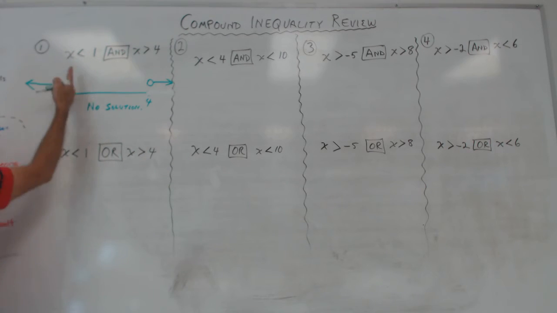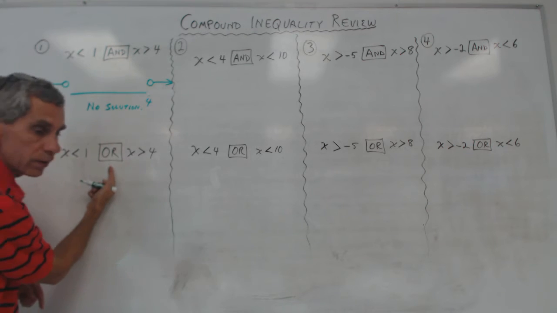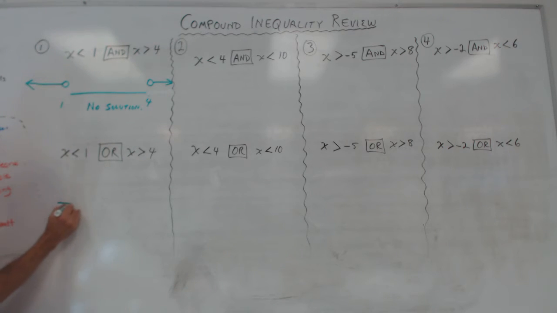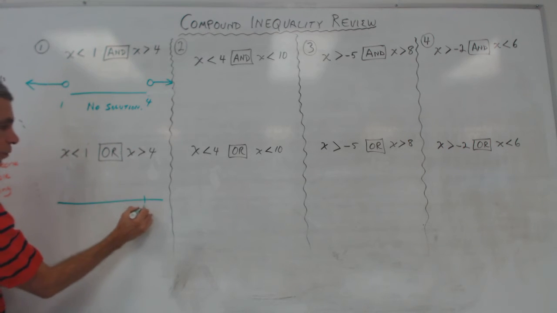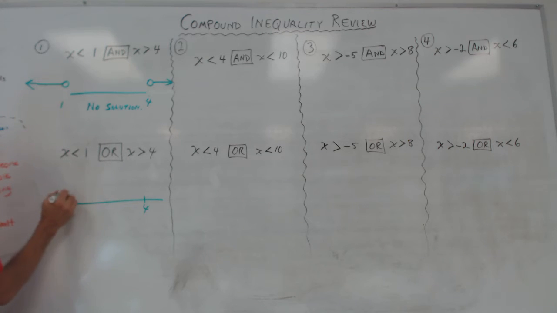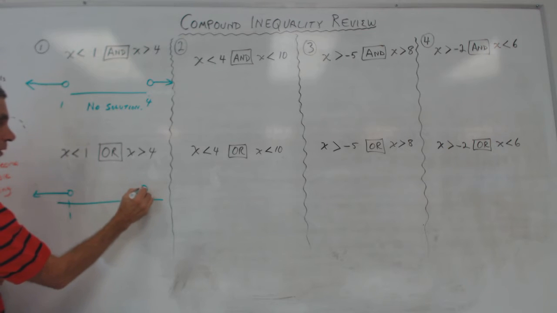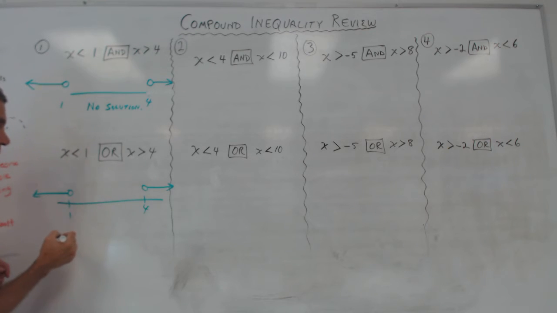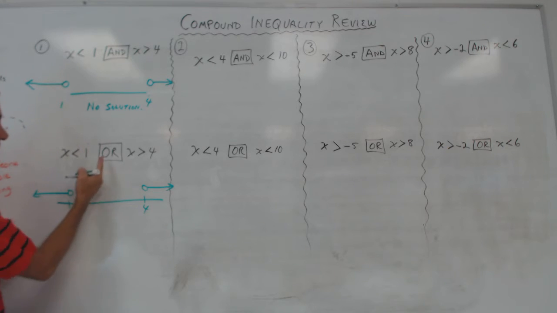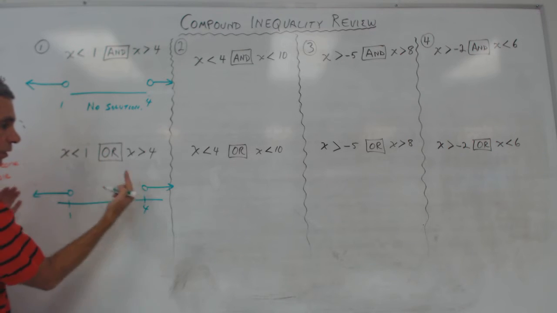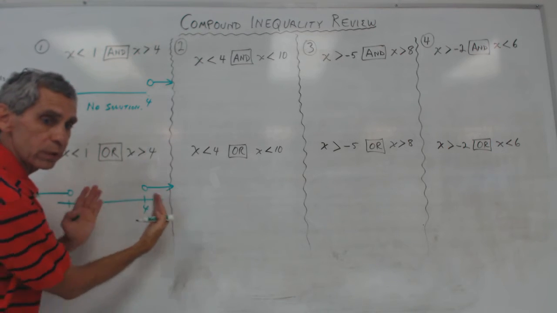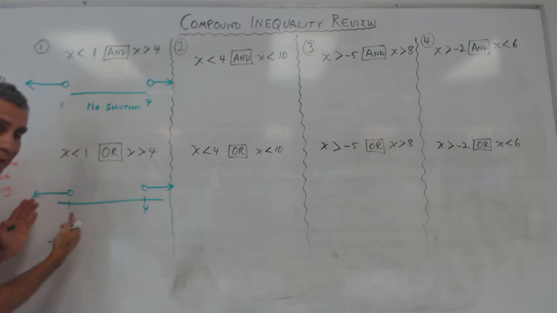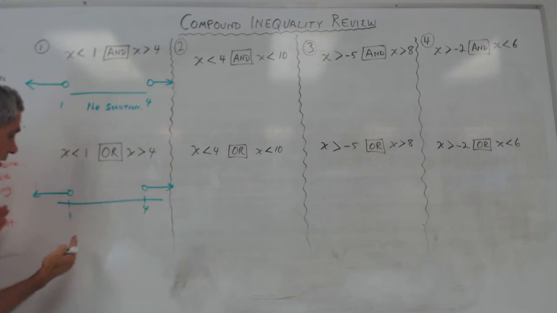All right, now this is the same problem, only I put "or" in here. And we're going to try this one now. So we've got 4 and we've got 1. We have an open circle here, x is less than that. Open circle here, x is greater than 4, right? Now it's not "and" anymore, so it doesn't have to both be true. Only one of them has to be true, but actually all of them are true no matter where they are.